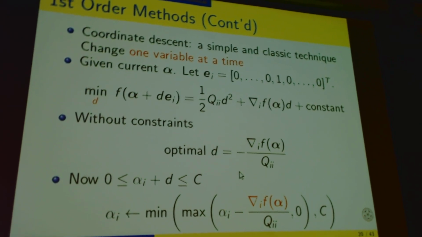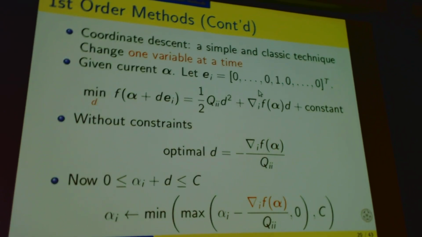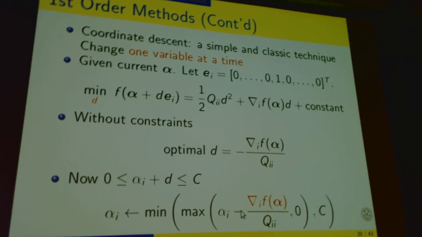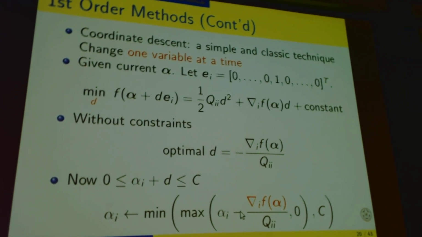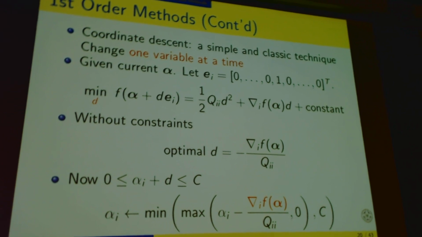But of course, now we need to take the bounded constraints into consideration. But this is very easy. You just do a projection. If it is less than 0, you project it back to 0. If it is larger than C, then you project it back to C. So now we have the whole method. Such a method is actually very effective to train a linear classifier.